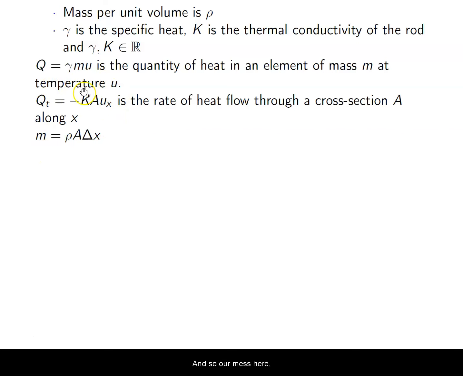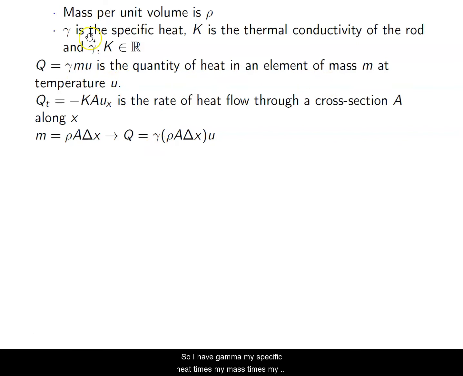And so our mass here is the mass per unit volume times my area times the change in x. A delta x gives us a volume, and rho is the mass per unit volume over that portion of volume, and that will give me my mass. So that makes sense as well. This implies that Q, once I substitute my value of m, is gamma times rho times A delta x times my function u, which gives me the temperature at the position given time.